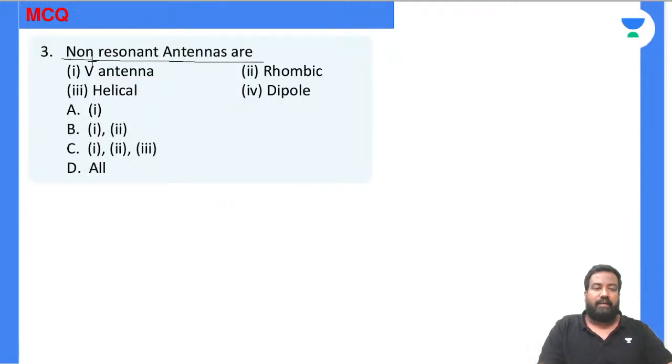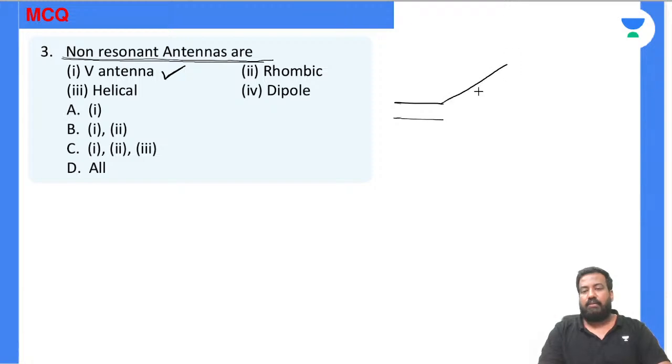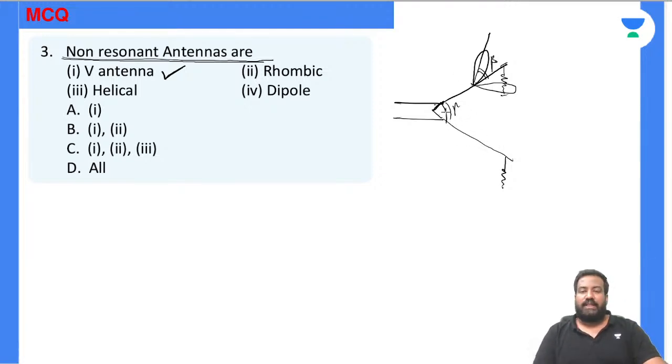Out of these, identify non-resonant antennas. Definitely the V antenna is a non-resonant antenna. You can see the V antenna structure. It is terminated in its impedance. This is the beta inclination angle. This is the radiation pattern. It looks like this. This is the beta inclination angle, and this is the gamma included angle. Based on this gamma and beta, we'll have some interesting relations of how this antenna will be operating. That we'll discuss in the later questions.